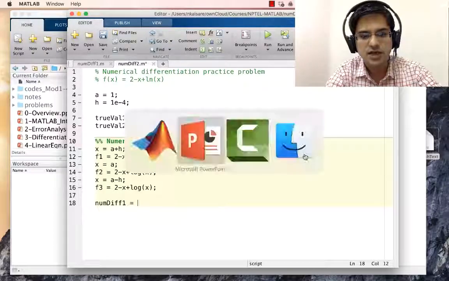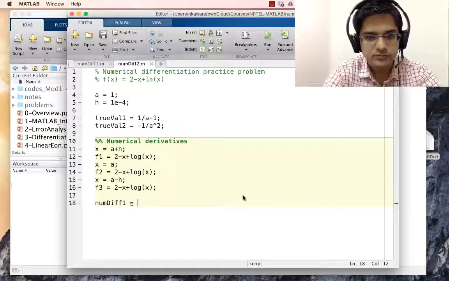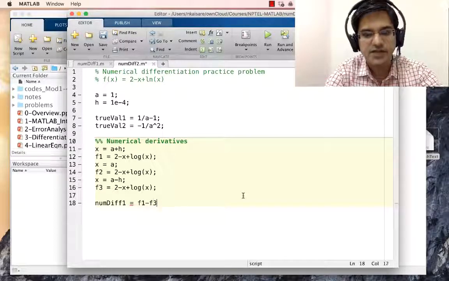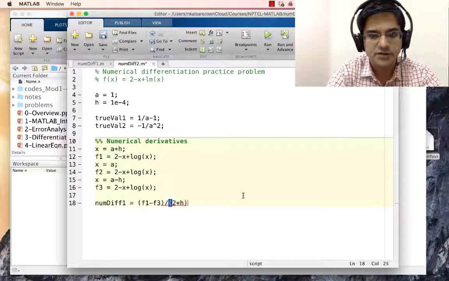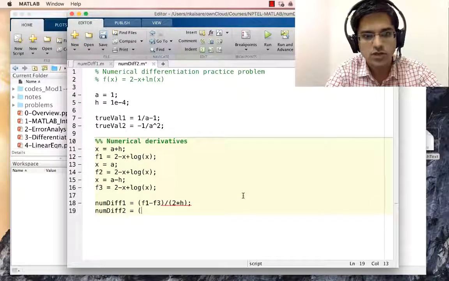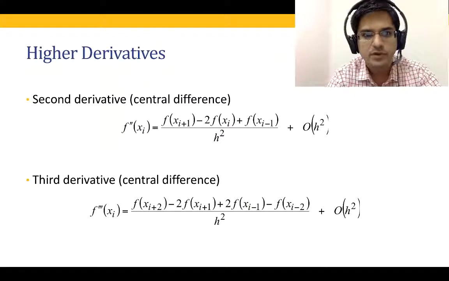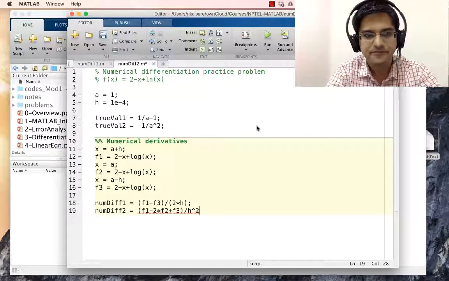numDiff1 is nothing but, so f dash of x was f1 minus f3 divided by 2h. That is f1 minus f3 divided by 2 multiplied by h. numDiff2 was f1 minus 2f2 plus f3, that is f1 minus 2 multiplied by f2 plus f3 divided by h squared. That's our numDiff2.